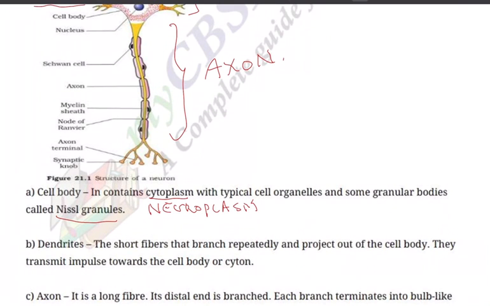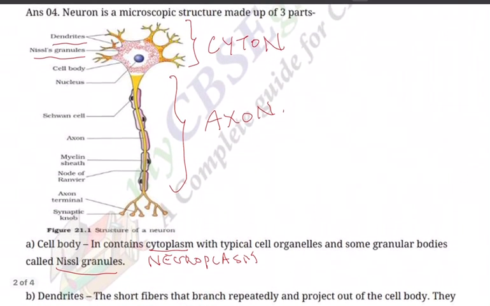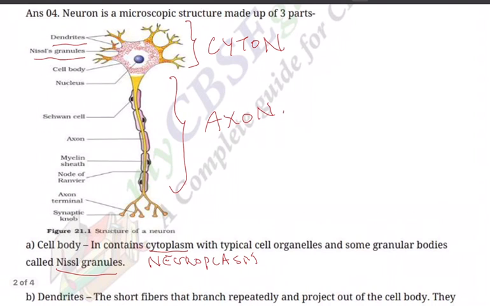Dendrites are short fibers that branch repeatedly and project out of the cell body. They transmit impulses towards the cell body or cyton. Next, of course, in the labeling part, you name it as cell body or cyton and nucleus. And what is most important is the presence of chemicals called neurotransmitters.